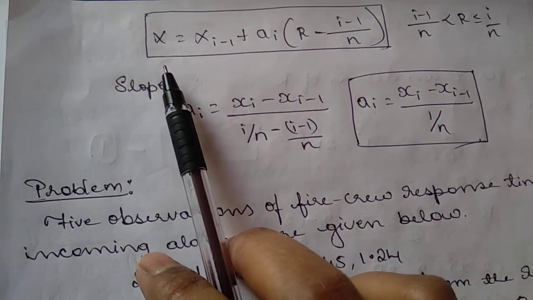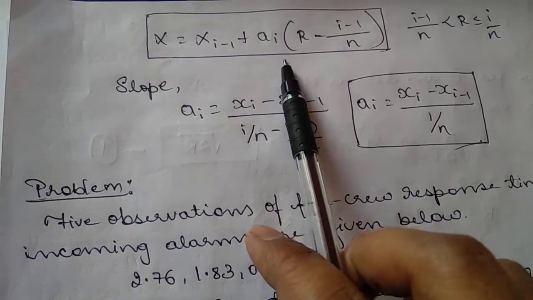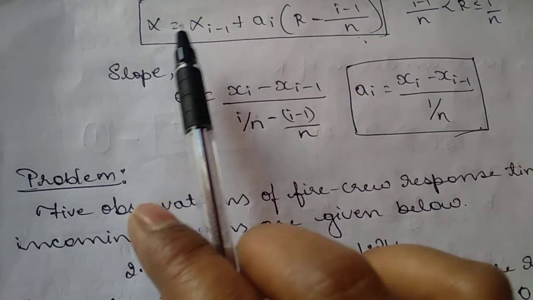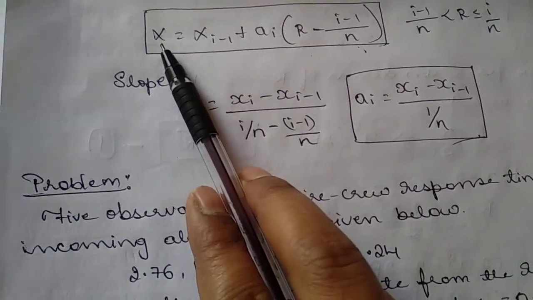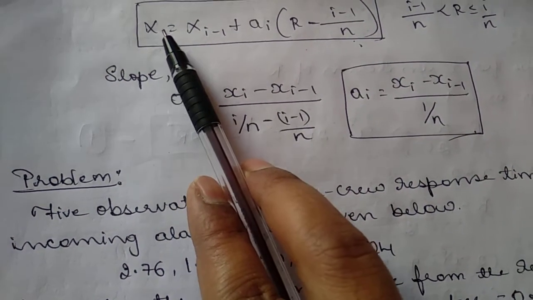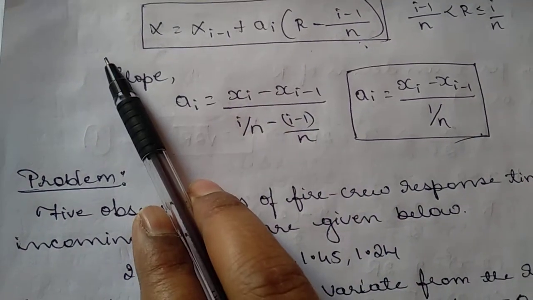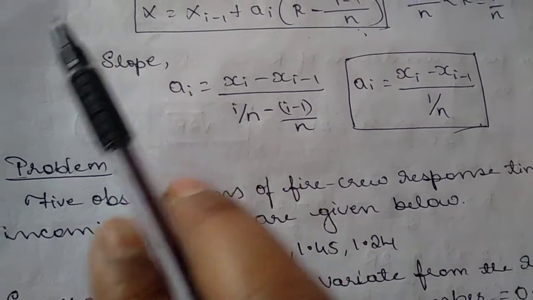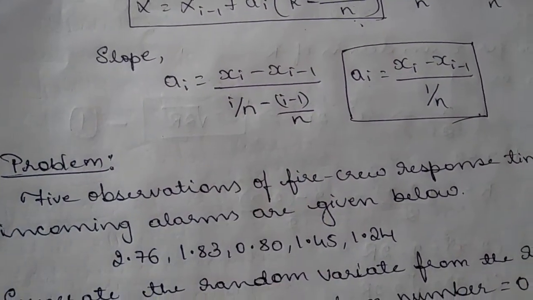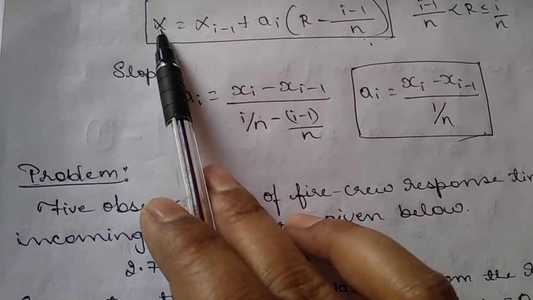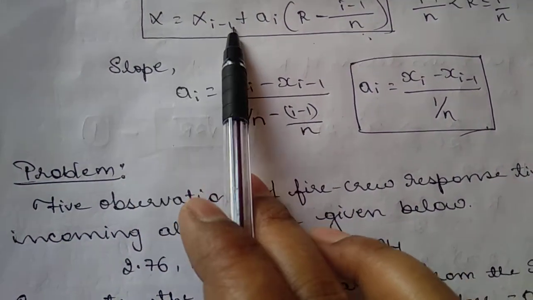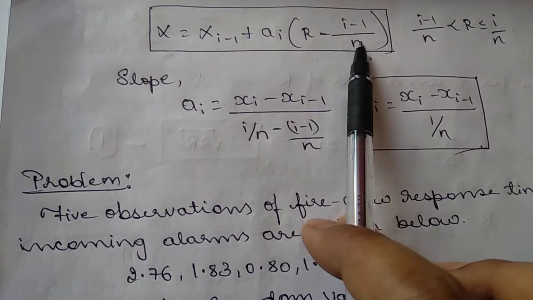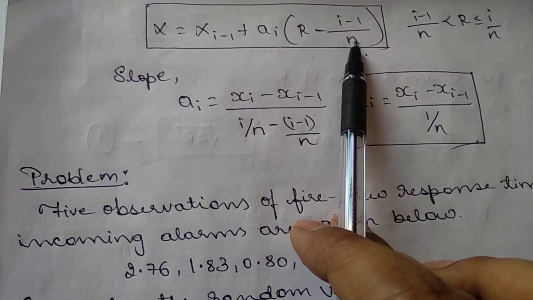x is equal to x(i-1) plus a(i) times (r minus (i-1)/n). Okay, here why am I taking x and x(i-1)? x is here the random variable. This is the current random variable and this is the previous random variable, because here slope means you have to just take the range. It is from 0 to 1 or 0.5 to 1 or 1 to 2 like that. So this is the current random variable and this is the previous random variable you have to take, and r is as usual the random number, and n is the number of empirical values.